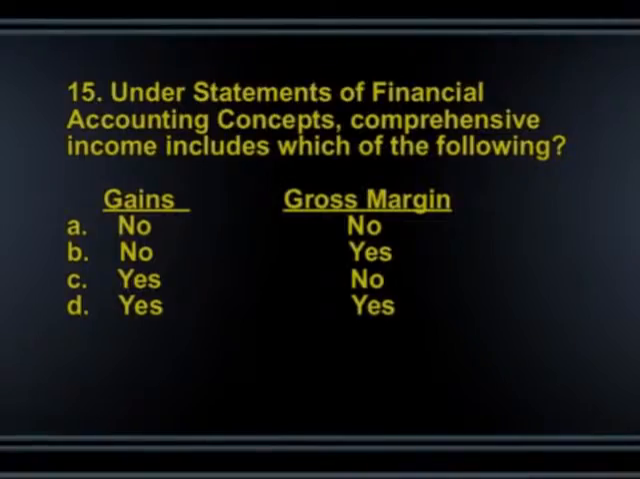Number 15, understatements of financial accounting concepts, comprehensive income, same thing. Comprehensive income includes anything on the income statement. So gains would be on the income statement, gross margin would be on the income statement. So we got a yes, yes there. You see how to write that question. It's not technically in comprehensive income, but anything that's on the income statement, since comprehensive income starts with net income, they assume is part of comprehensive income.